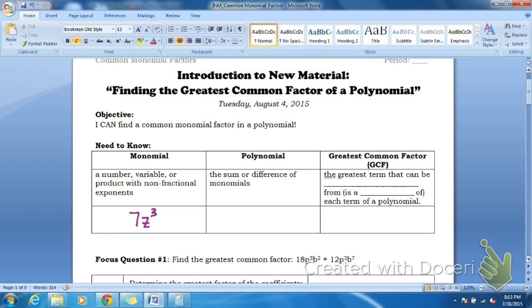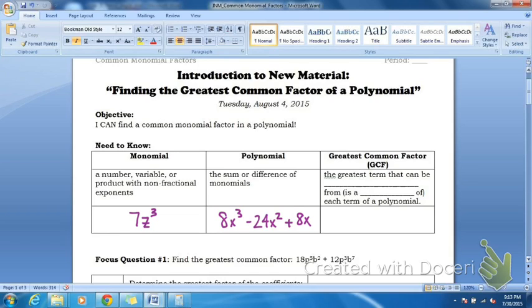Now, a polynomial is a sum or difference of terms or monomials. So I'm going to use the example 8x to the third minus 24x squared plus 8x. So you can see that we're subtracting or adding. It doesn't matter if you're adding or subtracting, but the fact that you have more than one term is the key idea there.